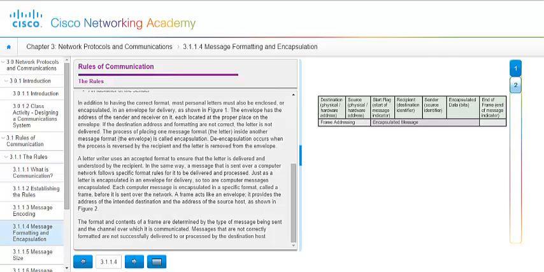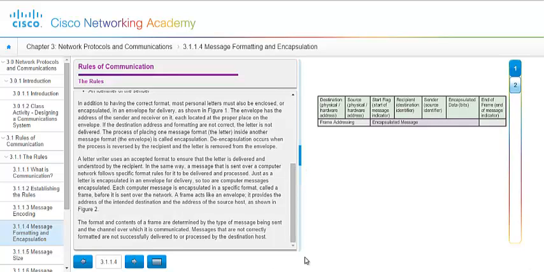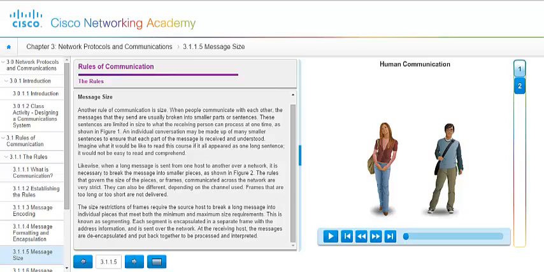One thing to keep in mind when you're sending information electronically or between devices is that the format and contents of a frame are determined by the type of message being sent and the channel over which it's being communicated. Messages that are not correctly formatted are not successfully delivered to a process by the destination host. If it does not receive all the pieces that it needs for the communication, then it can't reassemble the information in a logical order. As I mentioned earlier, the message size is important.